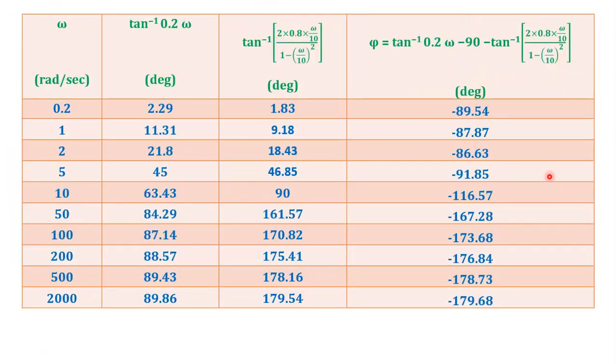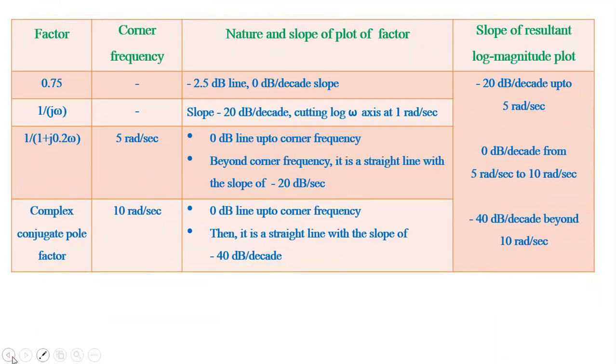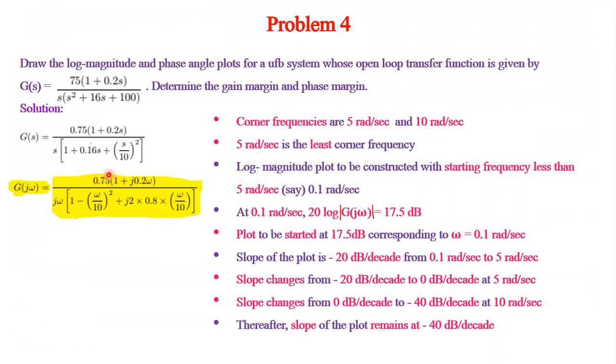Similarly, we can write the angle also. So we can write the angle expression, that is how to write the angle expression we know very well. For 0.75, the angle is 0, 1 plus j 0.2 omega, tan inverse of 0.2 omega. For j omega it is 90 degrees. For this it is tan inverse of 2 into this imaginary part divided by 1 minus omega by 10 whole square. Anyway, these two angles we have to subtract, this angle we have to add.